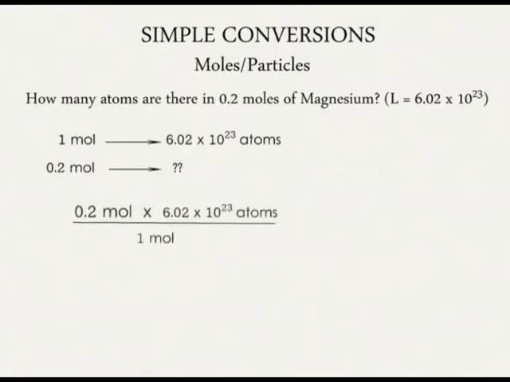We have 0.2 moles over 1 mole times 6.02 times 10 to the power 23 atoms. The moles cancel out and we have 1.204 times 10 to the power 23 atoms.